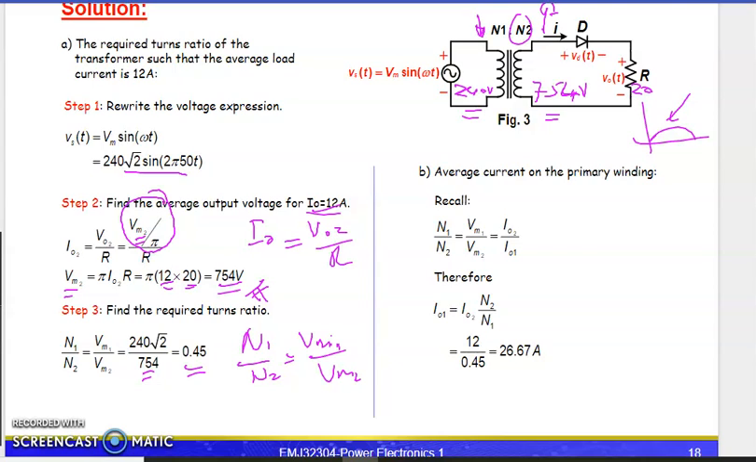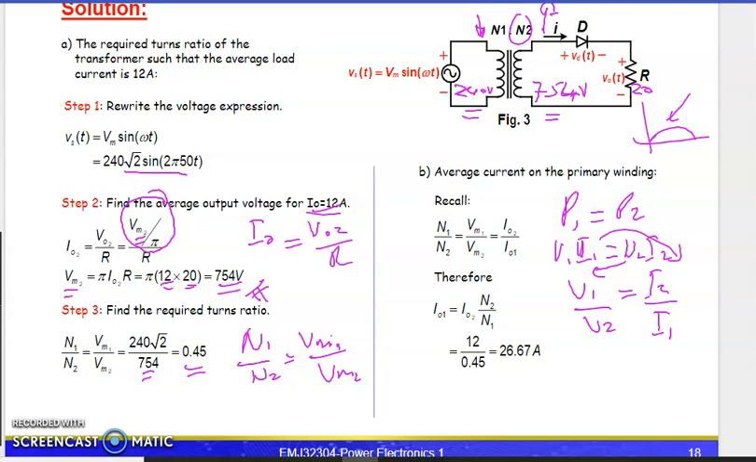What about the average current on the primary winding? As we stated before, P1 is equal to P2. V1I1 is equal to V2I2. And also, if you take V1 over V2, it becomes I2 over I1. So you change the place here. V1 over V2 is equal to I2 over I1. So you get here N1 over N2 is equal to Vm1 divided by Vm2, equal to I2 divided by I1.